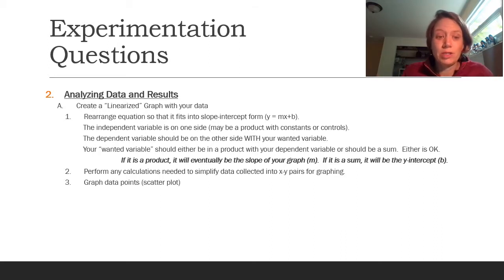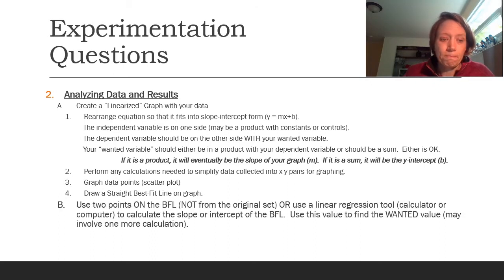Then the next step is just to go ahead and graph the data. So you'll now have XY, and you guys should be pretty familiar with how to do graphs. So you're going to put XY data pairs on your graph. And if you've done it correctly, this graph should look linear, which means that all the points should line up in some sort of straight line. And the last step is to draw a straight best fit line on your graph. Once we've done that, we're done with our sort of background stuff.